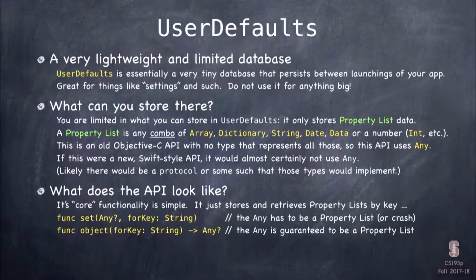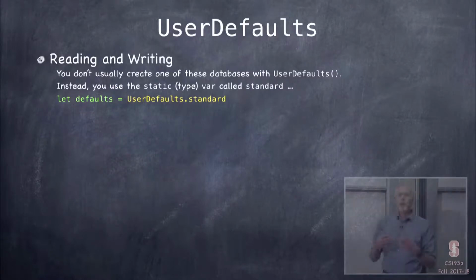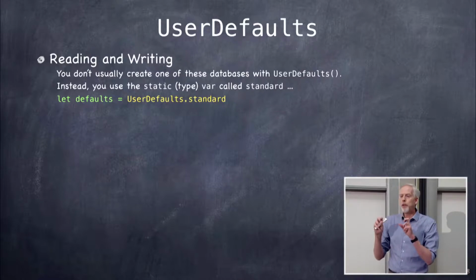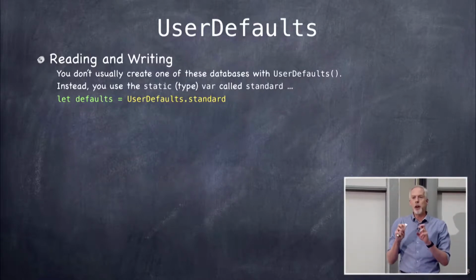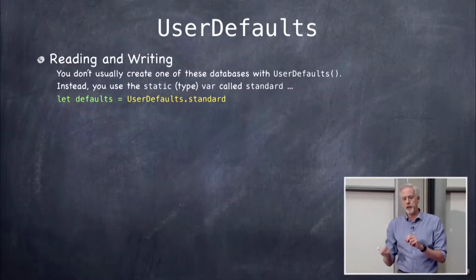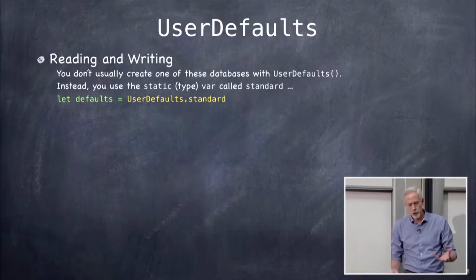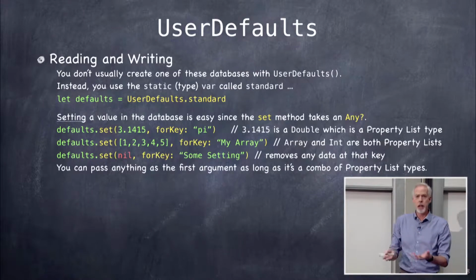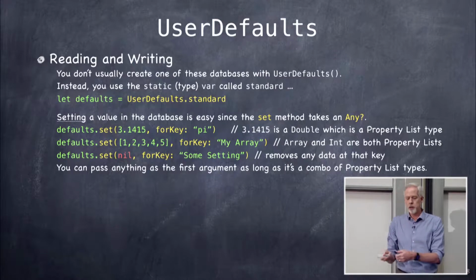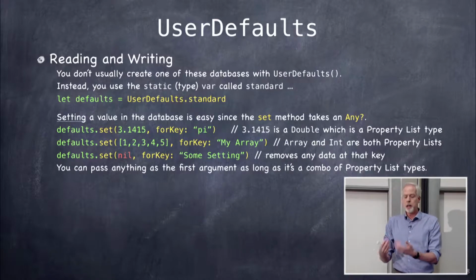Okay? All right? So how do you read and write this? How do you access this? How do you call those methods? Well, we don't actually create a different UserDefaults thing. You can, but we don't usually do that. We instead use a shared one we get by saying UserDefaults.standard. Standard is a static var in the UserDefaults class, and it returns this shared UserDefaults thing. And then we just call set on it to set values, and we can call object for key to get things back.